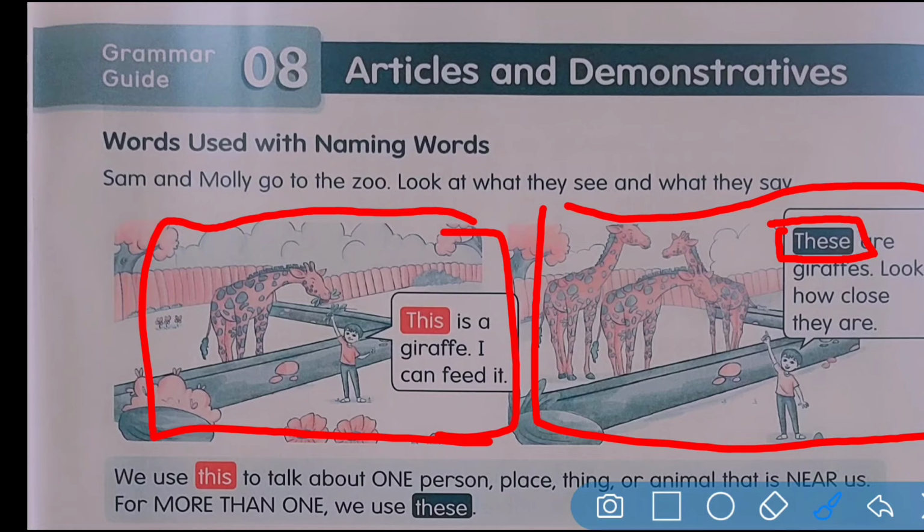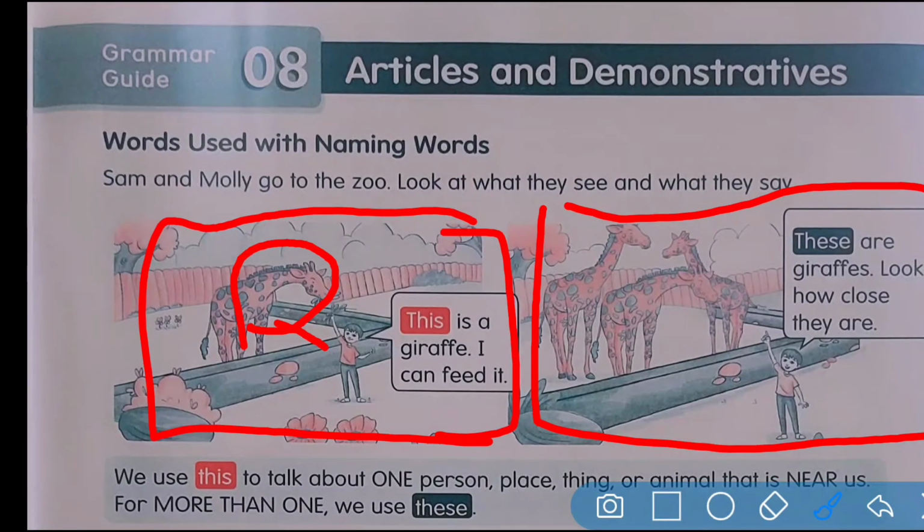Now look again at picture 1, and look at the word this. The word this here is a demonstrative. We use this word this to show or to tell that the thing is near us. And also it is only one. Like the giraffe here, there is only 1 giraffe. And it is very near or very close to Sam. That's why he used the word this. This is a giraffe. I can feed it.